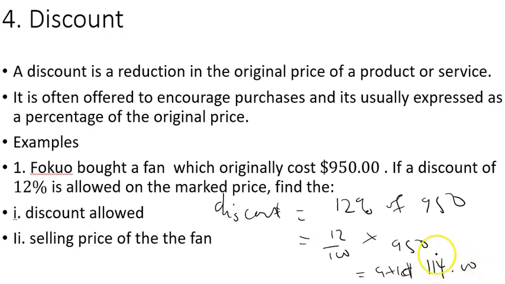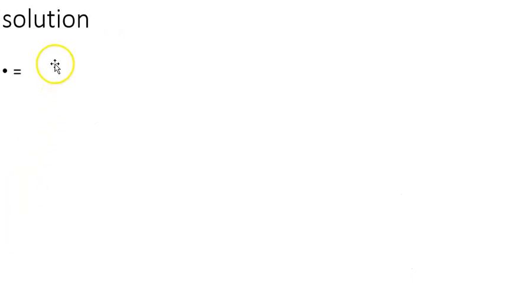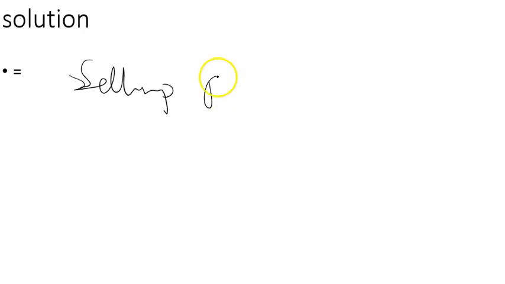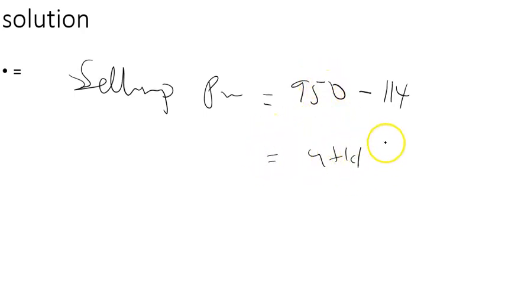This is a discount allowed on the items. We have to find the selling price of the fan. Selling price equals the price the fan was to be sold at, 950, minus the 114 Foku received as a discount. So when you subtract 114 from 950, you get how much the item was sold for.